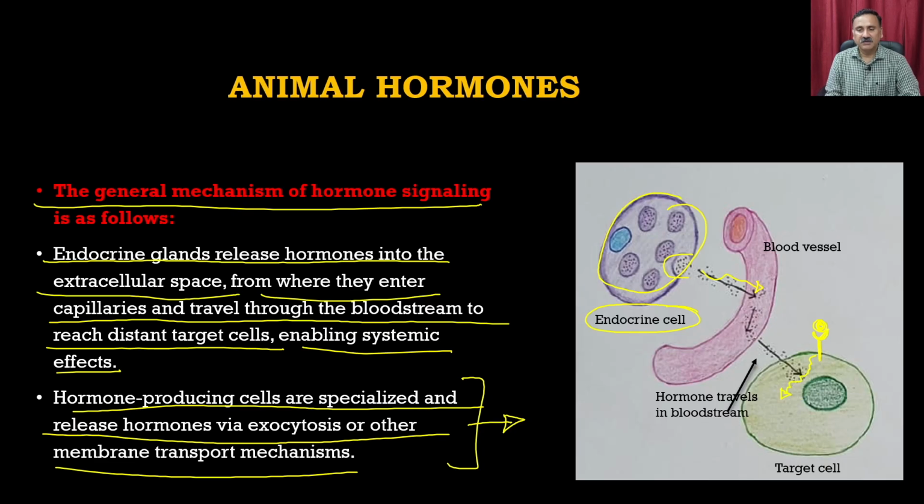Sometimes these receptors are not present outside. These receptors might be present inside the nucleus, and accordingly the animal hormones could be of different types, right? As we said, animal hormones could be lipid soluble hormones or water soluble hormones.